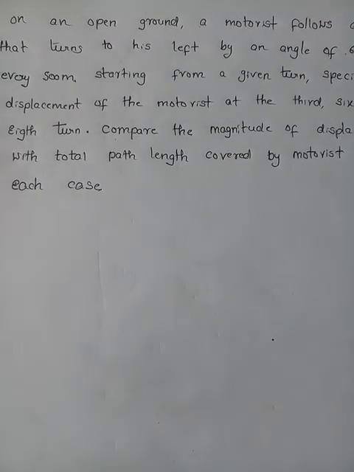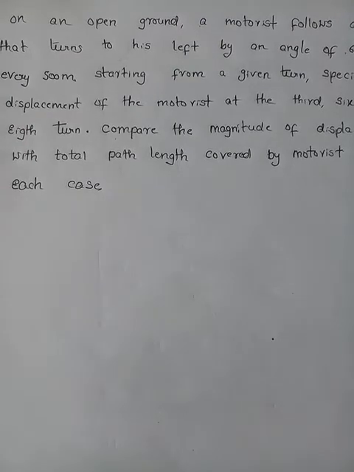So there is a motorist, assume that he is practicing for a race. Now what they are saying is that after every 500 meters the track turns by an angle of 60 degrees.